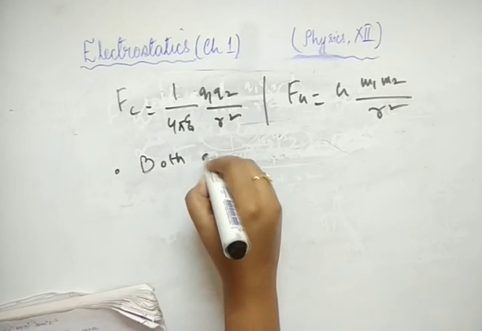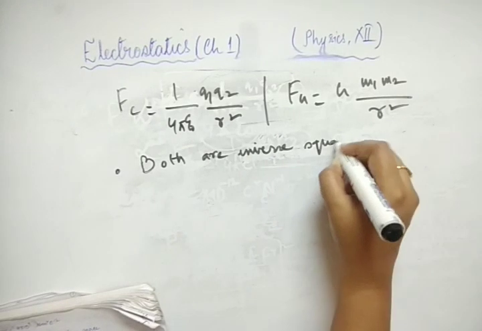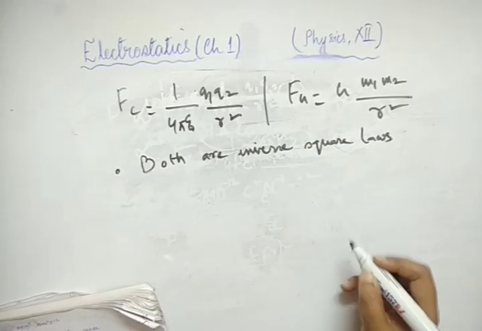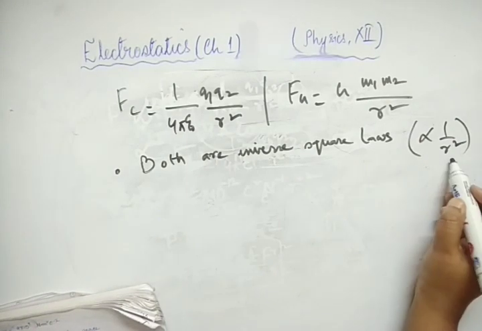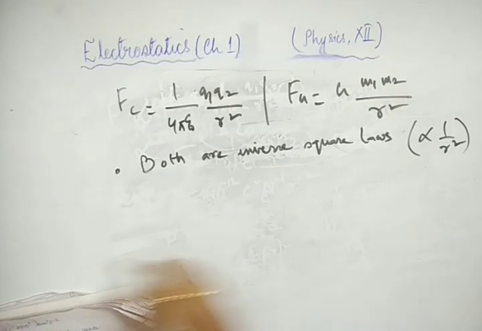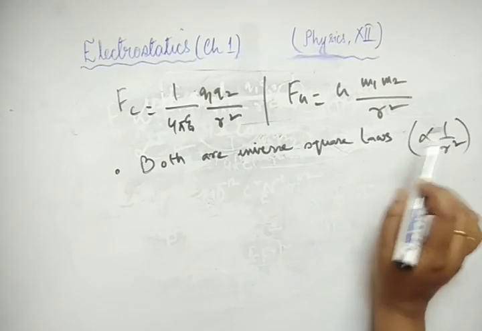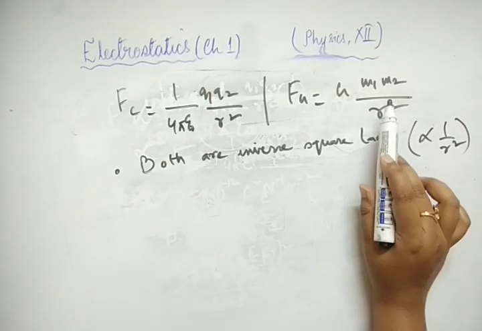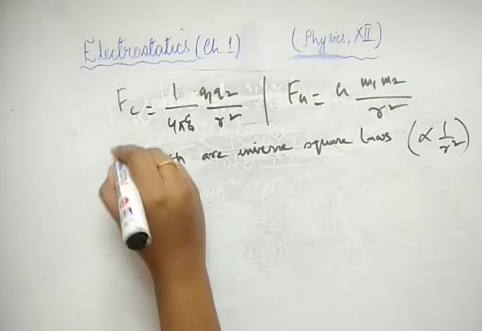That means both are inversely proportional to the square of the distance between the two bodies. In case of charge, we have to take two charges Q1 and Q2, and in case of gravitational force, we have to take two bodies M1 and M2. So both are inverse square laws. So this was the similarity.